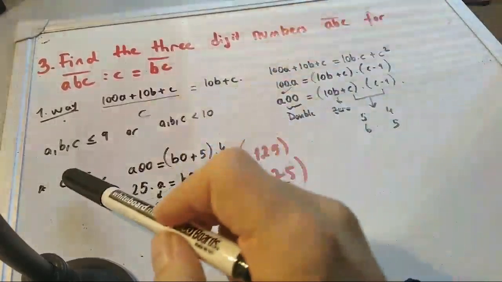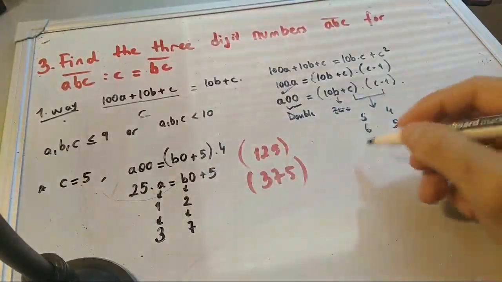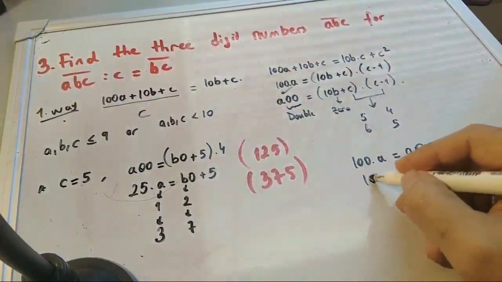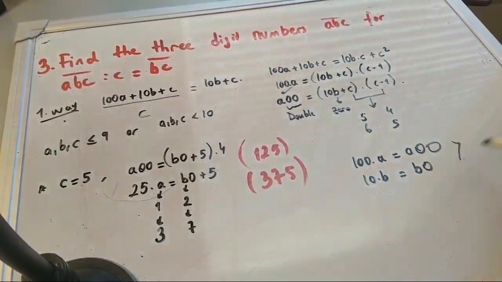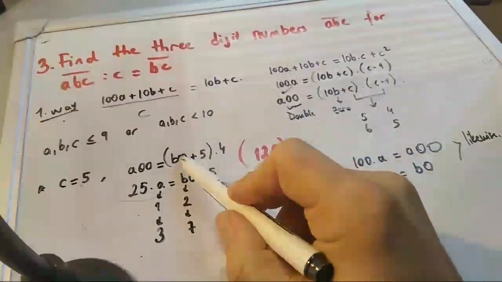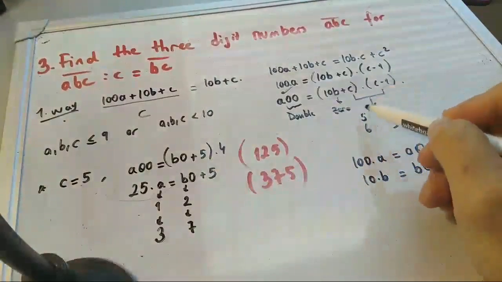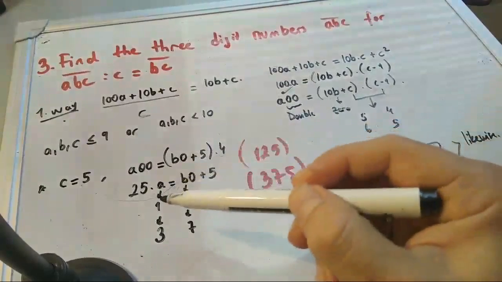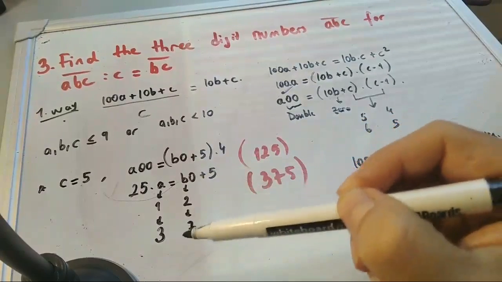For C is 5, A00 is equal to, when we write instead of 100 times A is A00, instead of 10 times B, we can write B0. Likewise, B0 plus, for C is 5, 5 times 5 minus 1 is 4. A00 and 4 simplify. 25 times A is equal to B0 plus 5.